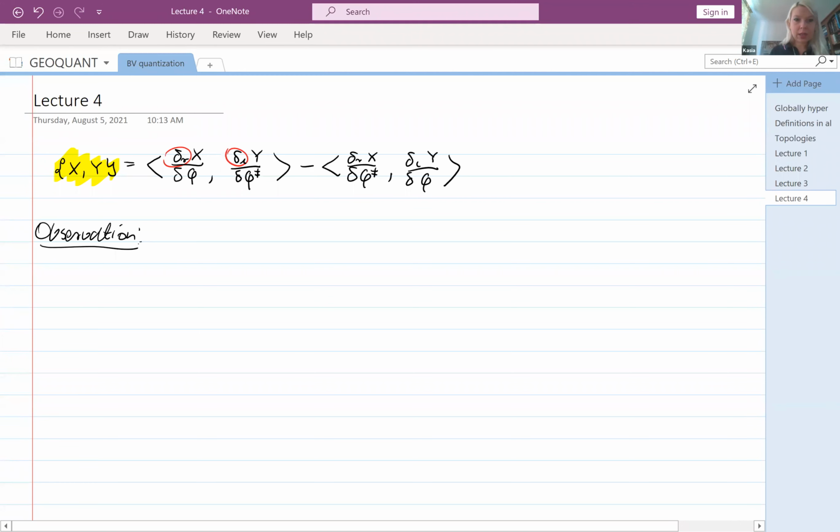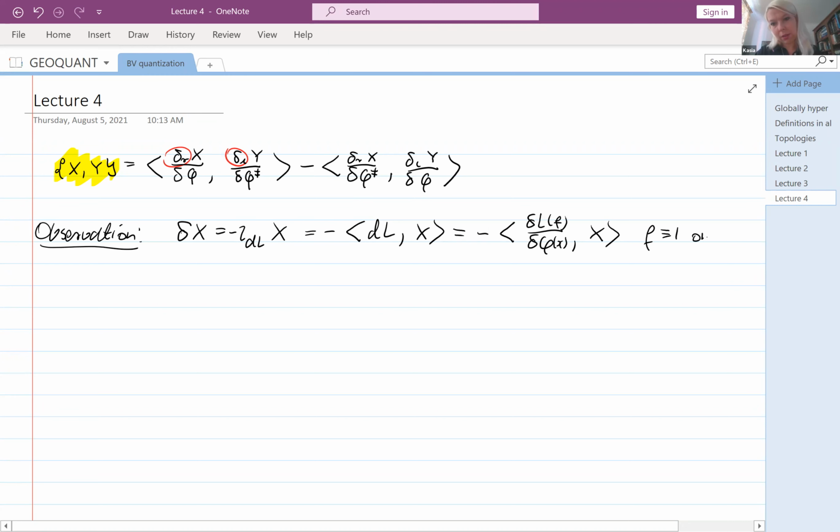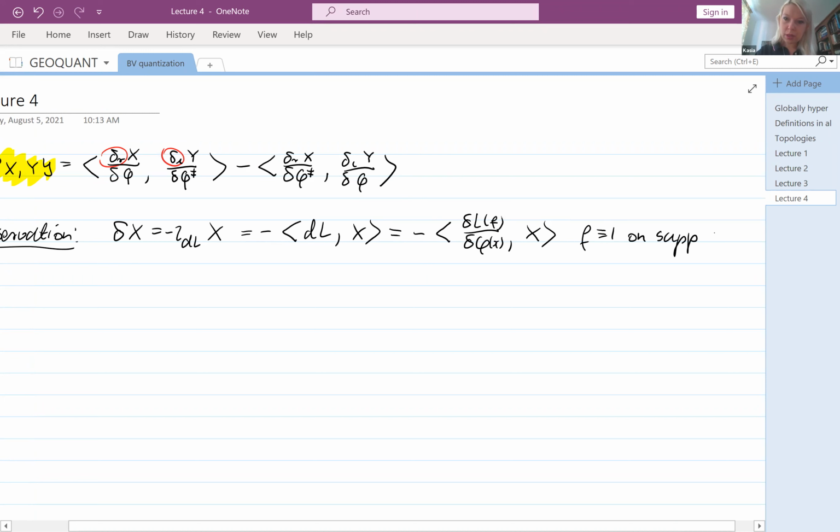And the observation is the following. This bracket can be used to write delta of X. So that was minus the insertion of the dL of X. And from the definition, this is minus, and here we have the dL of X. And again, by definition of this Euler-Lagrange derivative, this is minus dL of f over dphi of x contracted with the vector field, and f is identically 1 on the support of X.